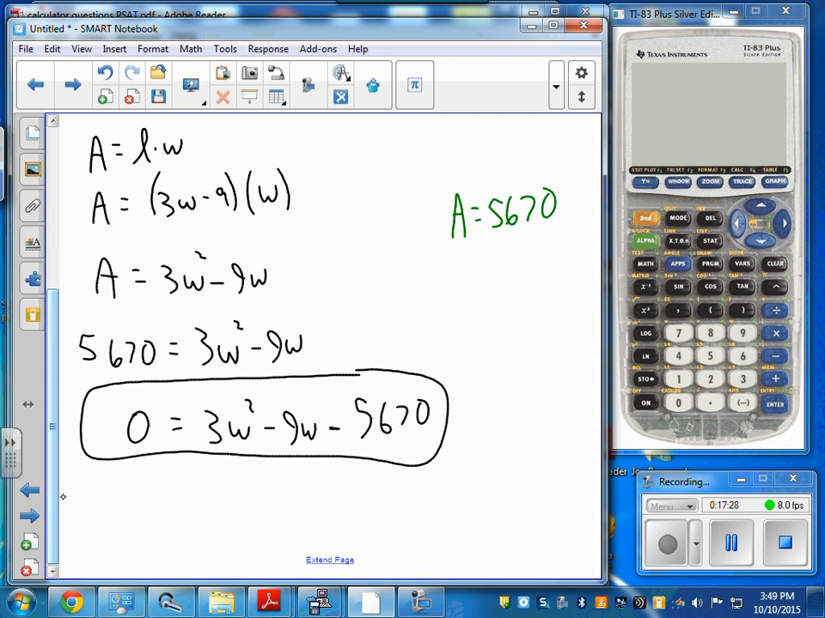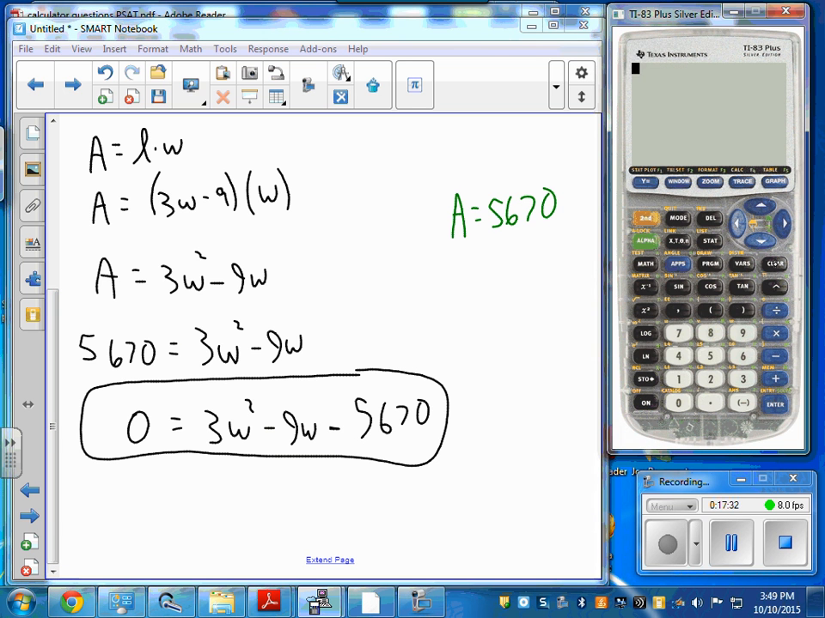Now, how do you solve something like that? Well, your calculator solves equations pretty easily. If you go and you type that in, I'm going to use x's instead of w's. So it's 3x squared minus 9x, and then minus 5,670. This will be a parabola.